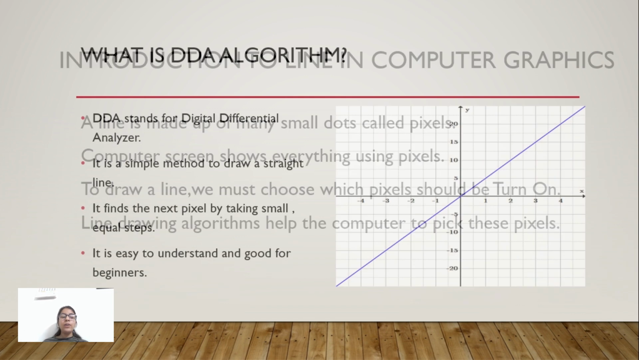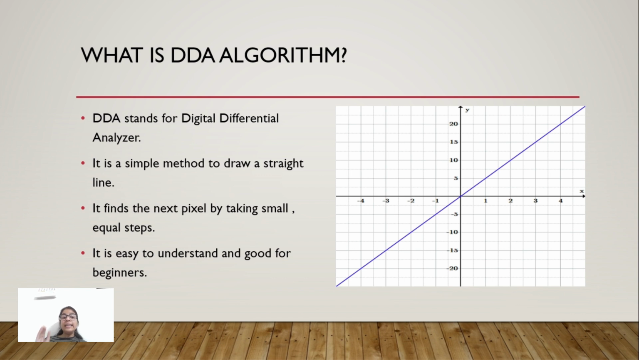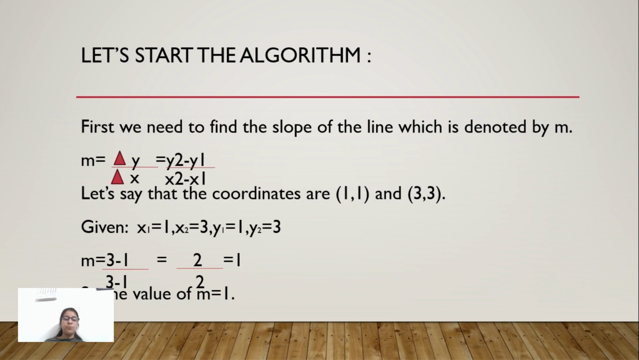Okay, so now let us understand what exactly the DDA algorithm is. DDA stands for Digital Differential Analyzer. It is a simple method which is used to draw a straight line. It is an incremental method, which draws a straight line by taking equal steps in either the x direction or the y direction. It is very easy to understand for beginners too. So now let us start the algorithm.